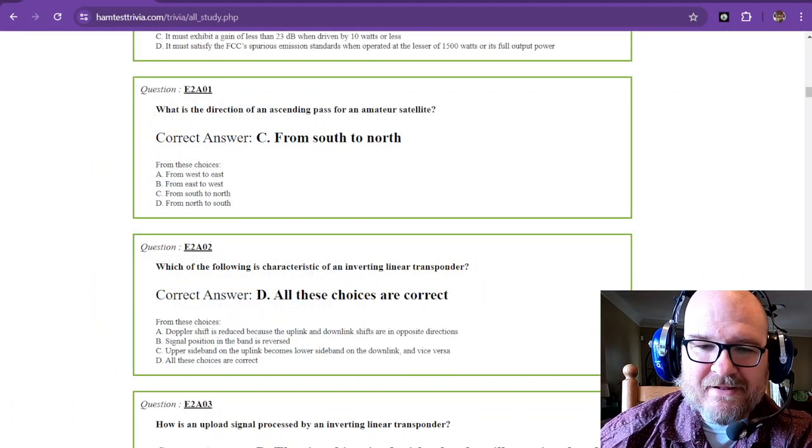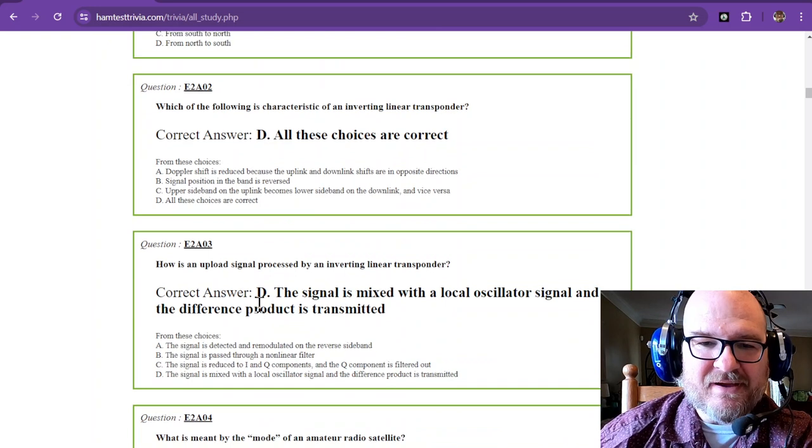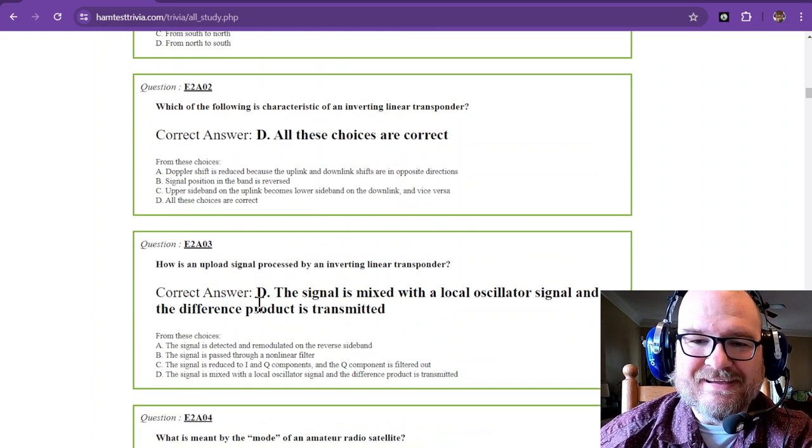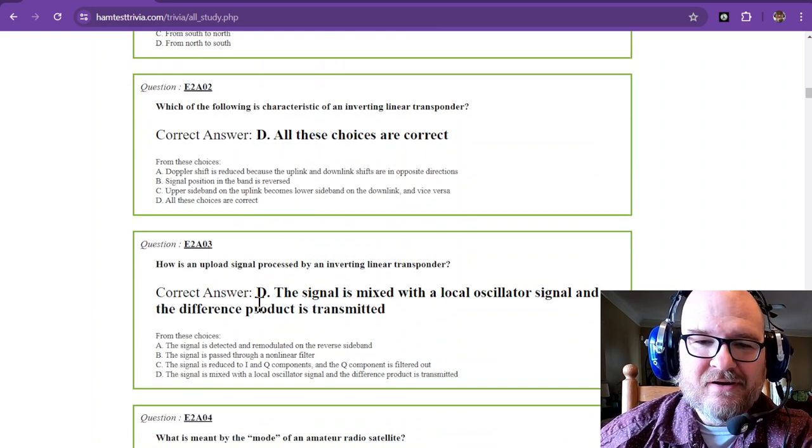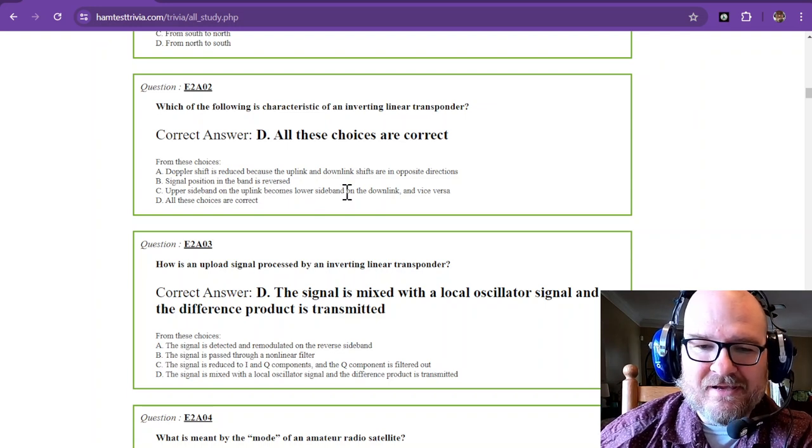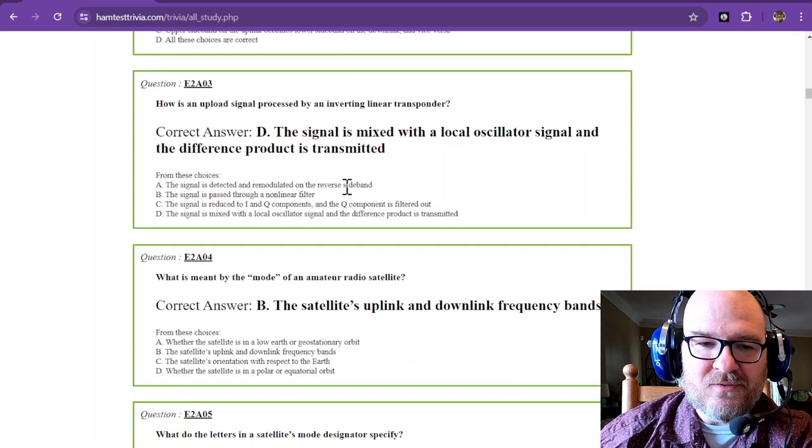All right, so we're back to question number 2. Which of the following is a characteristic of an inverting linear transponder? All these choices are correct. Doppler shift is reduced because the uplink and downlink shifts are in opposite directions. Signal position in the band is reversed, and upper sideband on the uplink becomes lower sideband on the downlink, and vice versa. So all these choices are correct.